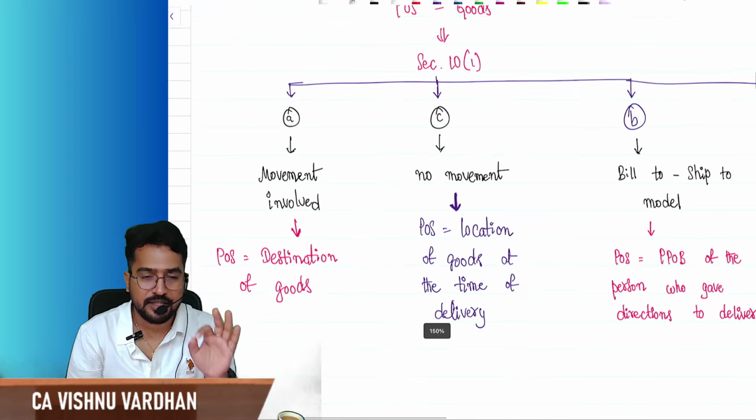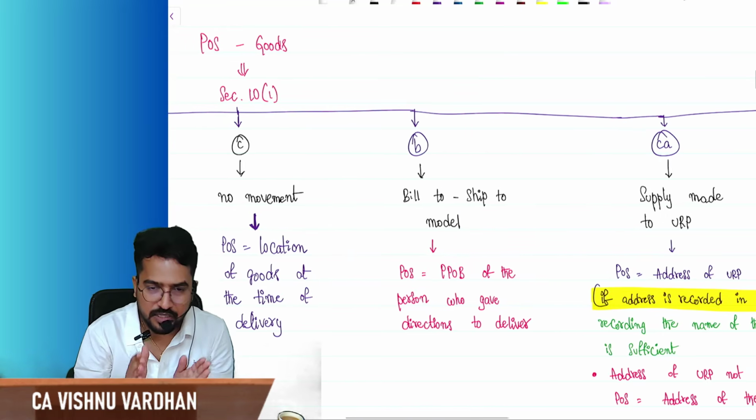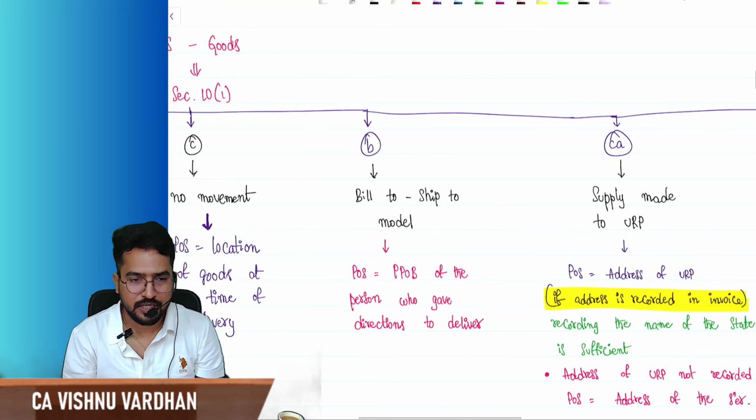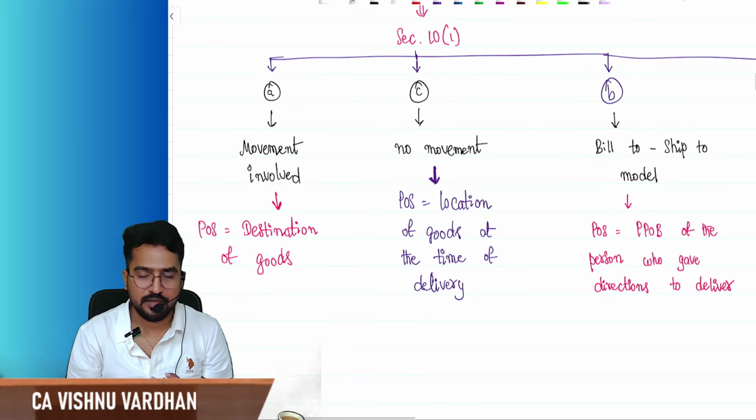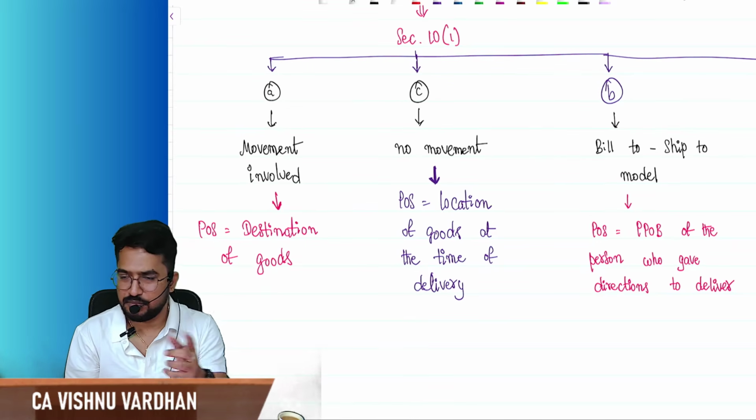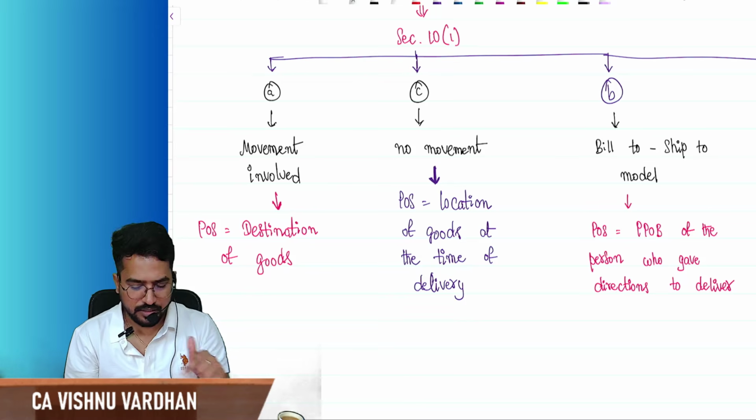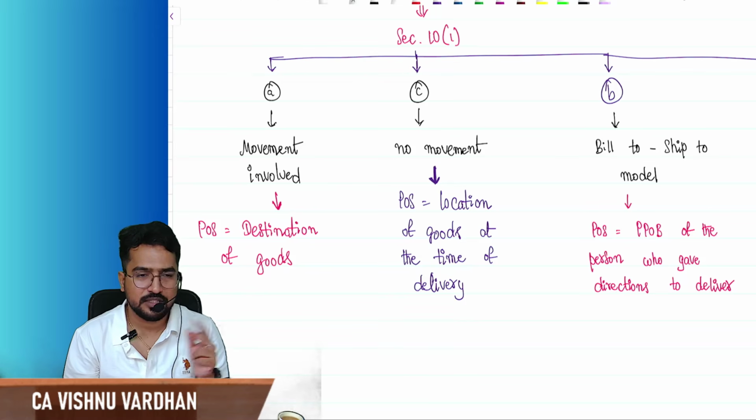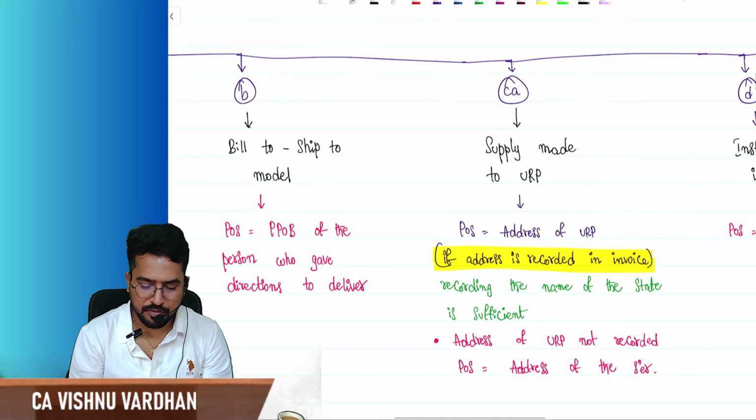That means I can say 10.1 A, B, C is for registered persons. CA is specifically for unregistered persons. Correct. So now you tell me about 10.1 A, B, C, and CA. Look at these three, A, B, C, first of all. Movement involved, not involved, and movement on the directions of a third person. Movement involved, and destination, not involved, where the goods are located at the time of supply. Next, the third one, directions given by a third person: the address of the person who gave the direction. And clause CA is purely about whom?